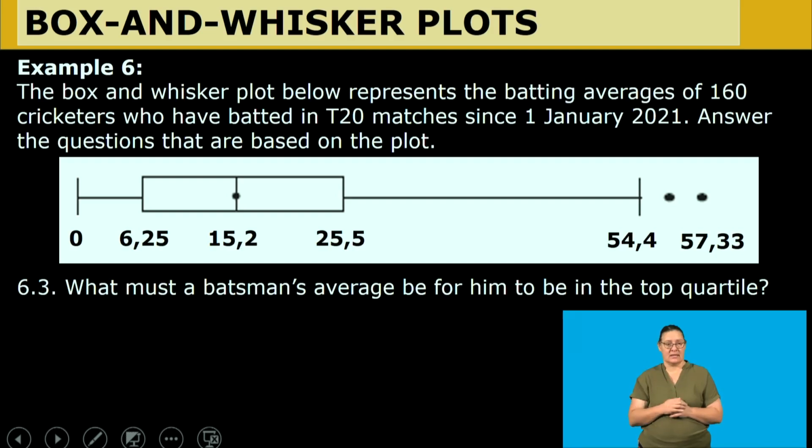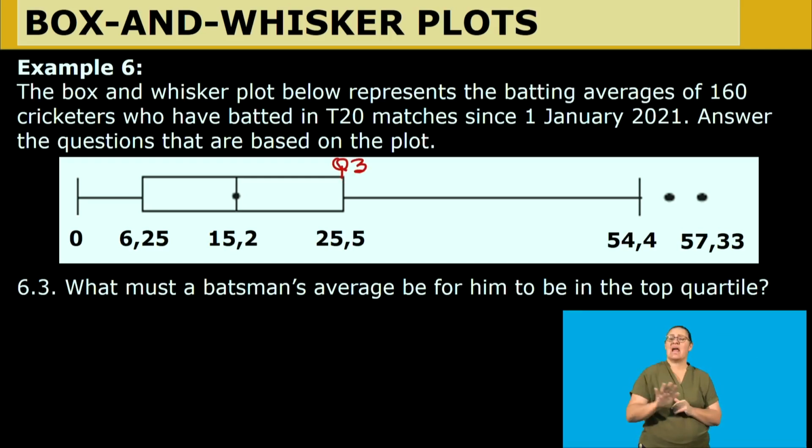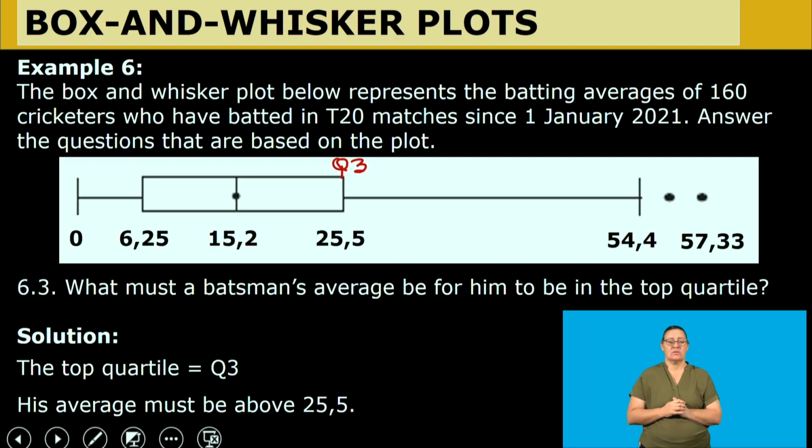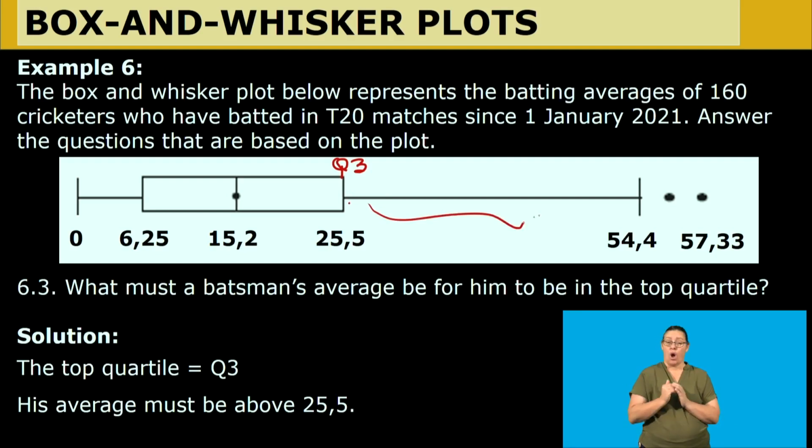6.3, what must a batsman's average be for him to be in the top quartile? Remember what is the top quartile? The top quartile is quartile, what is quartile? Quartile 3. So for them to be here, what must their average be? So here, the top quartile, it is Q3. So for them to be in the top here, it means they must perform above 25.5. So the answer is average must be above 25.5. Anything above 25.5 would put them in the top quartile.